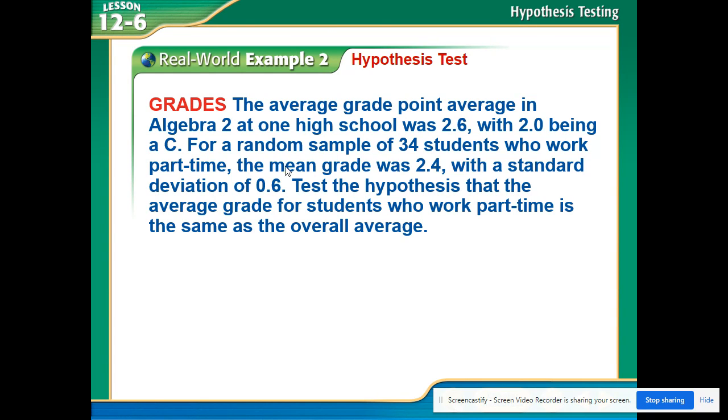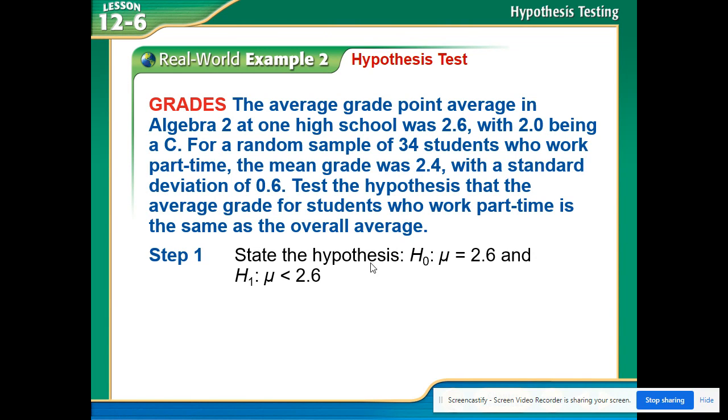So we're going to see whether or not this sample of students represents the overall population of everyone who takes Algebra 2. So our hypothesis, our H naught, is that our value is going to be 2.6. Again, don't worry about the other value here, we're just going to ignore that. We're focusing on this value right here, that 2.6.